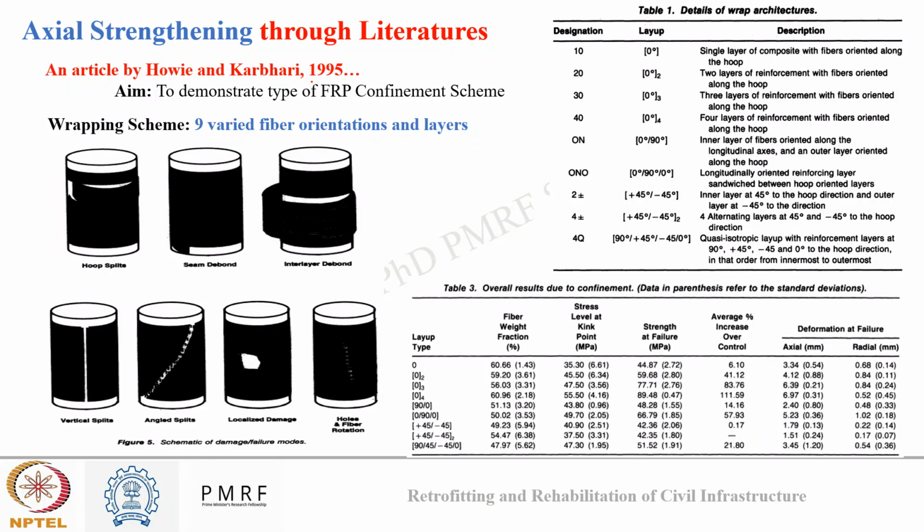Okay, and one more paper, from 1995, demonstrated different types of FRP confinement schemes. They varied the wrapping in nine different orientations, including hoop splits. This shows the different wrapping schemes. Along the length of the column, if my fiber is oriented in one layer, two layers, three layers, so 0 degree, 0 2, 0 3 and 0 4, then how will my strengthening change with the increase in layers of fiber? So these were the four cases.